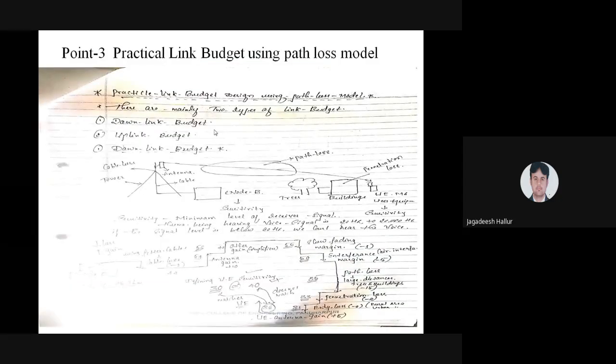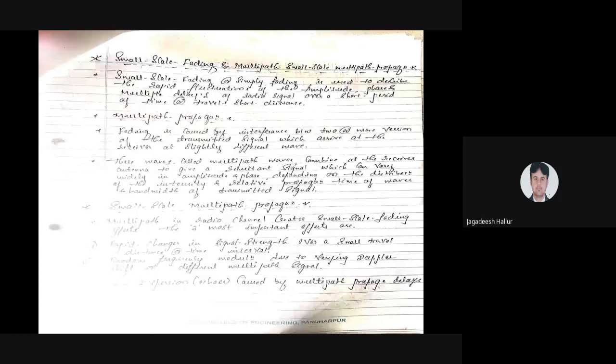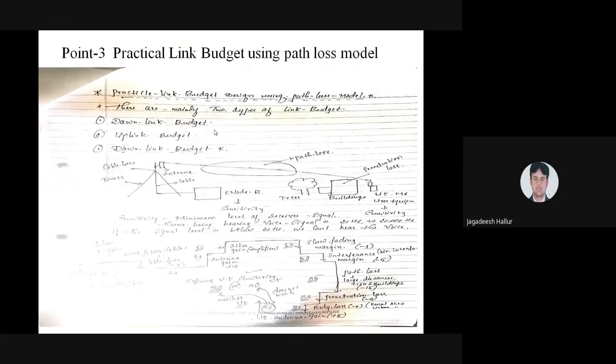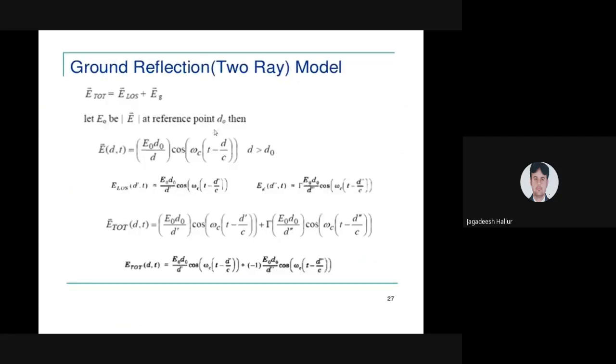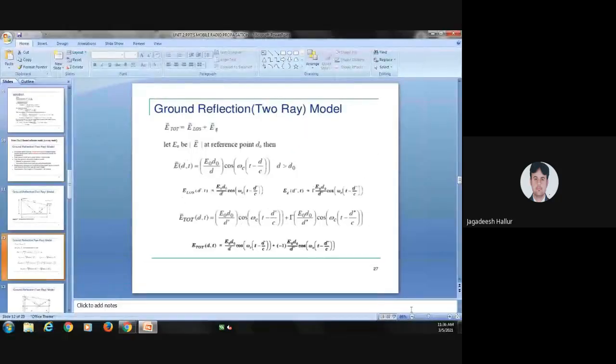Point number 3 and point number 4 we'll see tomorrow, and this completes your unit, that is your unit number 2. So this is very, very important.